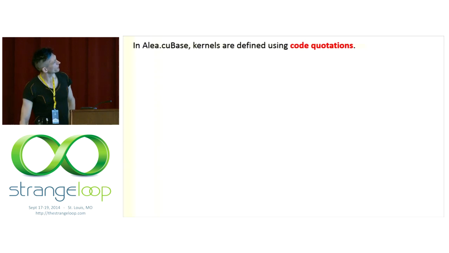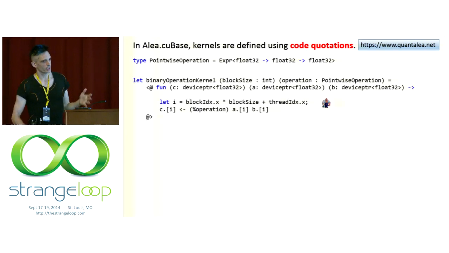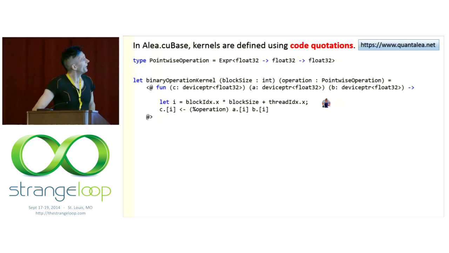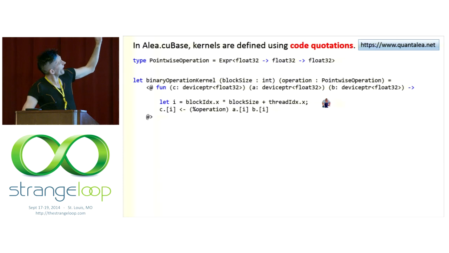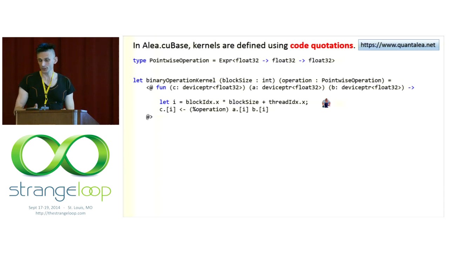I work with something called Alea Cubase. That's the web URL, QuantAlea.org. And you write kernels slightly differently in Alea Cubase. You use code quotations, which are basically expressions. They've got all the metadata, and you can create a code quotation at runtime. So the output of this function, binary operation kernel, is actually a CUDA kernel that you can fire up with your own launch logic.